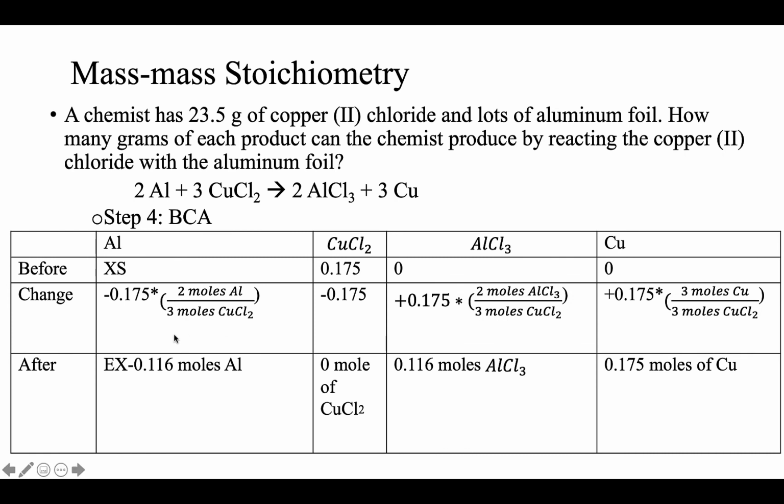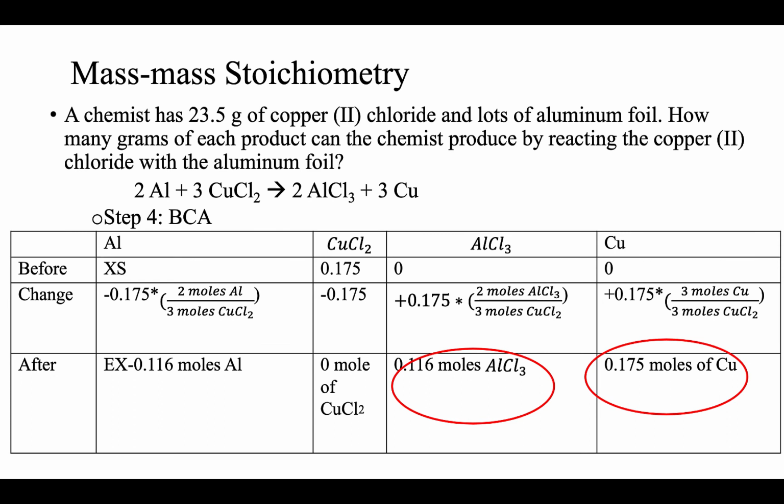After the whole reaction is finished, you are going to add the before and change columns together. For copper 2 chloride, you're going to use it up, so you have 0 left. For aluminum chloride, you are going to have 0.116 moles, which is what you get when you plug it into a calculator. And as for copper, I will have 0.175 moles of copper at the end of the reaction.